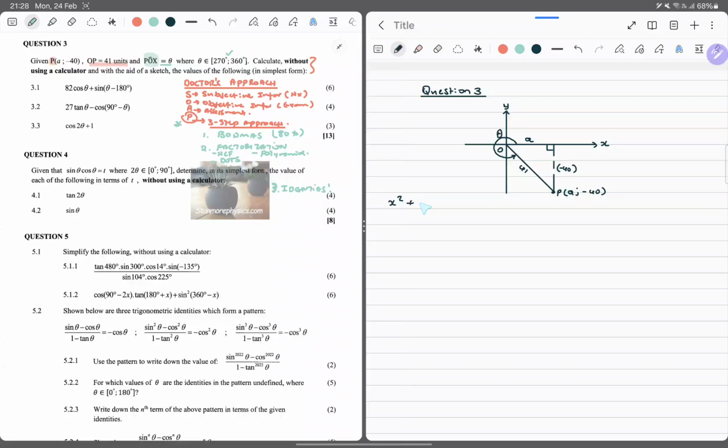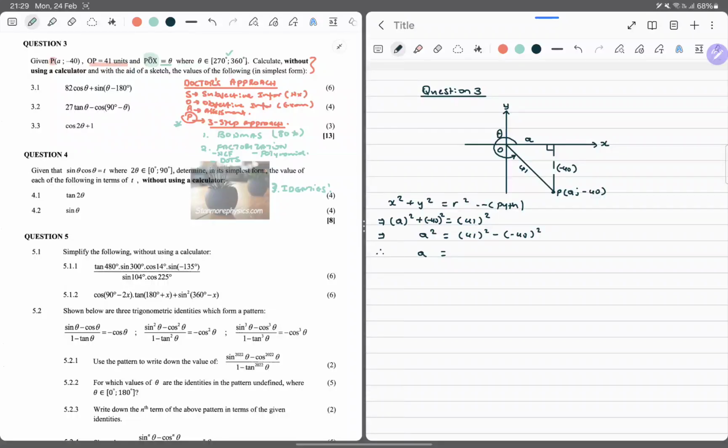We know that x squared plus y squared should give us r squared. This is from Pythagoras. We go on, and substitute x with A, y with -40, and r with 41 squared. All right, so here we can show that A squared is going to be 41 squared minus 40 squared. Therefore, A here is going to be the square root of all of that.